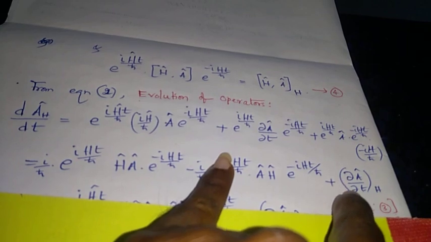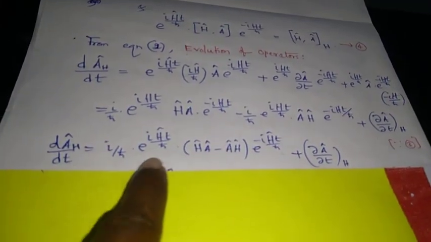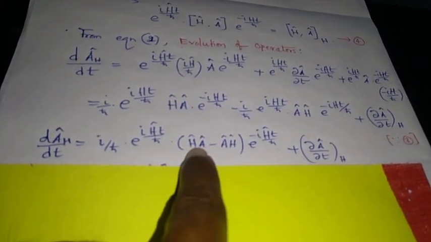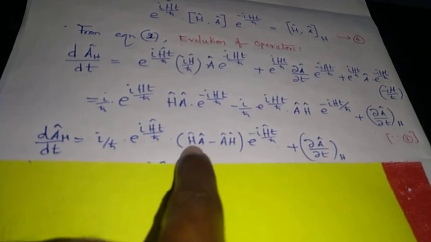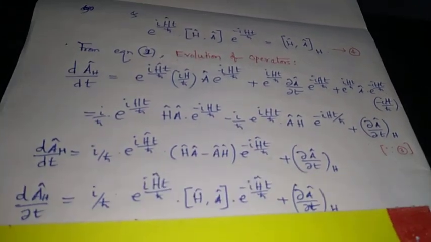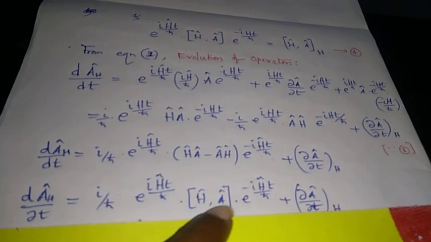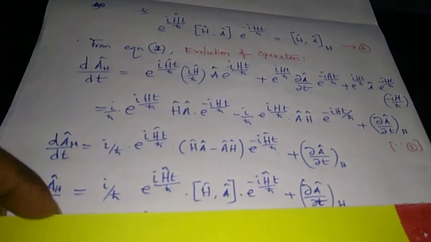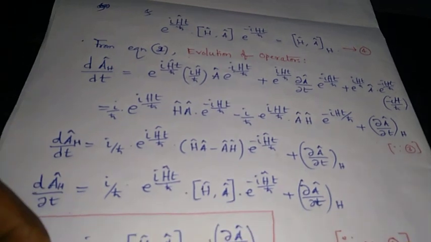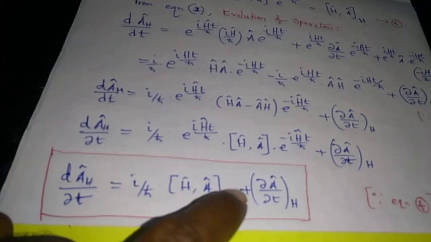and we can write the second term from equation number 3 as dou A by dou t in Heisenberg's picture. These two terms can be written, in the bracket, as HA minus AH, and this we can write as the commutator of H and A. And from equation number 4 we see that this term can even be written as the commutator of H and A in Heisenberg's picture.